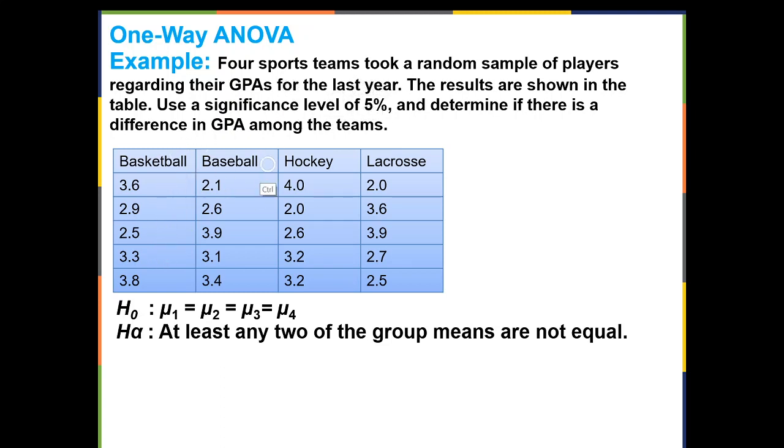So these are GPAs for the samples coming from these sport teams. This person has a GPA of 3.6 and plays basketball. This person 2.5 plays lacrosse. So the question is, are these different? That means, are the GPAs for players in different sports actually different, or are they all the same?